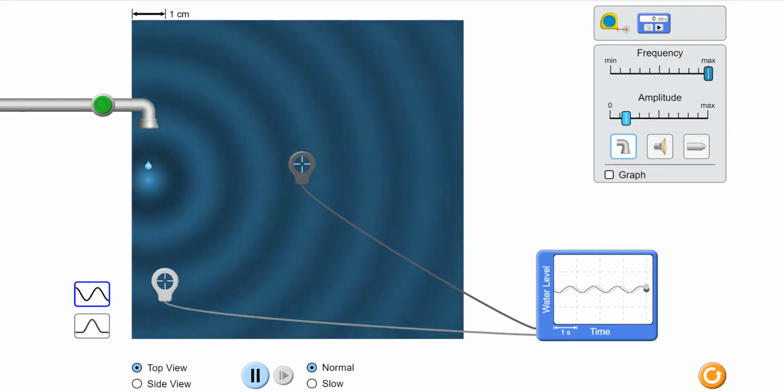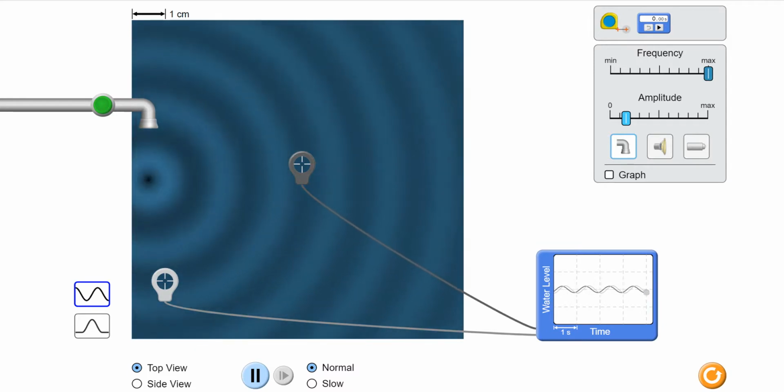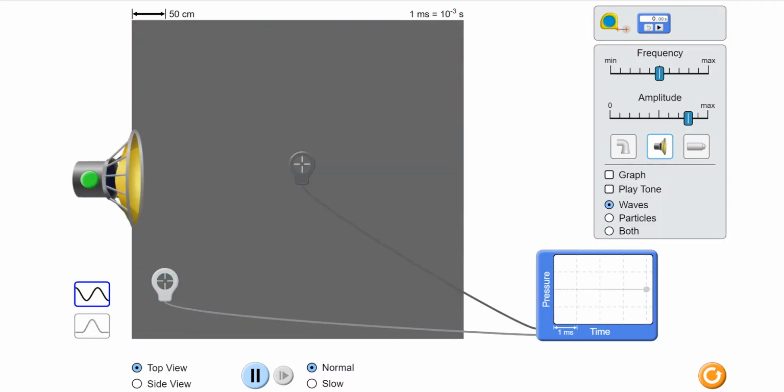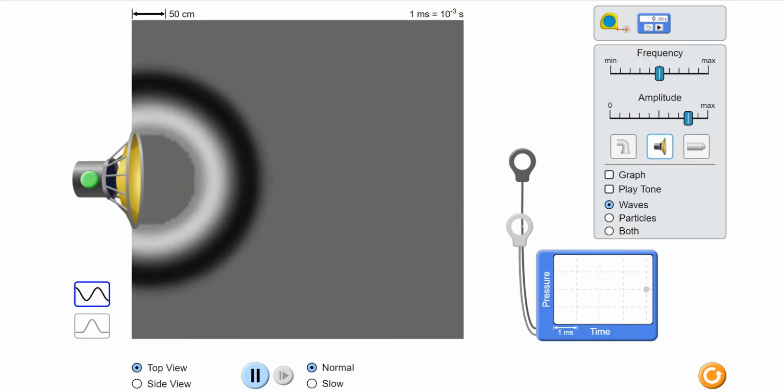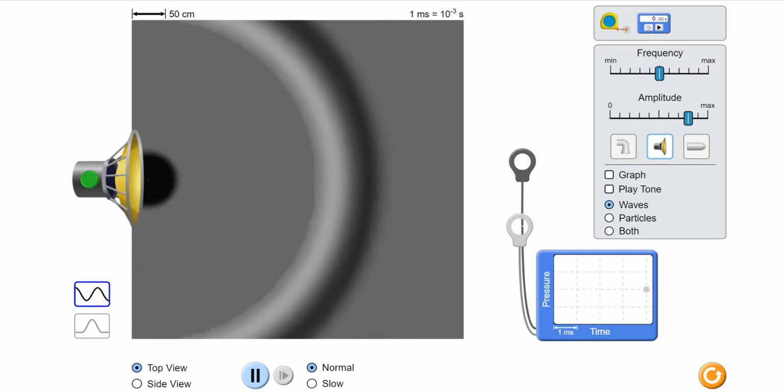What we're going to do here is switch over to another example. So this is with the water wave. We'll switch over to the sound wave example. So this is a sound wave. I have a speaker. Same thing is going to happen here. I'm going to cause it to oscillate. This is going to cause those wave fronts here. We have a dark band, bright band, just like before.